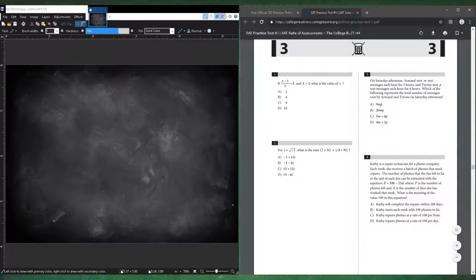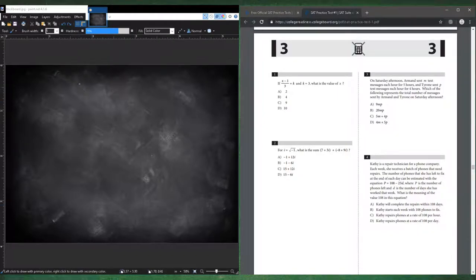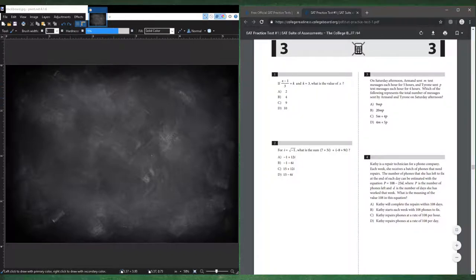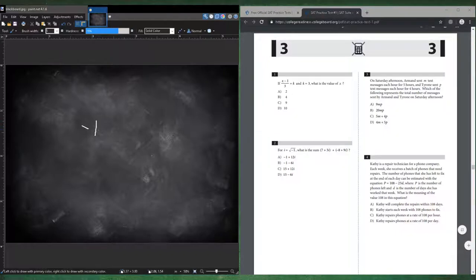Question 2. This would be like a pre-calc question. It's really basic though. It just talks about imaginary numbers. What is the sum of 7 plus 3i plus negative 8 plus 9i? First, we have to add the real parts. So it's the 7 and the negative 8. So that adds up to negative 1. Then we have to add the imaginary part, which is 3i plus 9i, which is just 12i. So the answer is just negative 1 plus 12i, which is A.